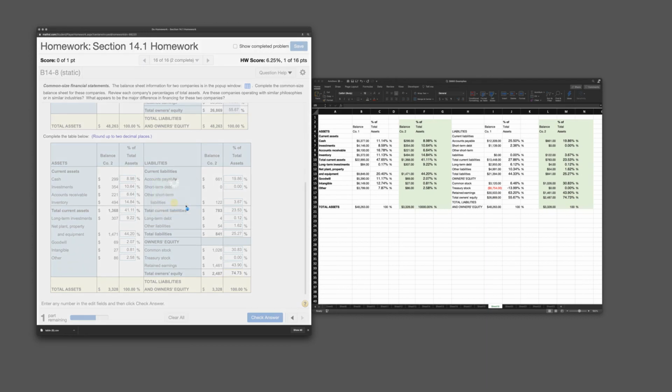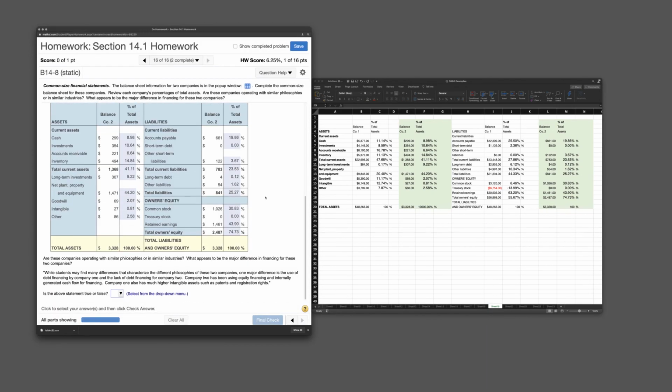Excellent. So now we want you to start comparing, again, who's using more debt, who's using more equity. Take a look at the assets as well. And we're going to start looking at comparisons in terms of how each company structures their capital.